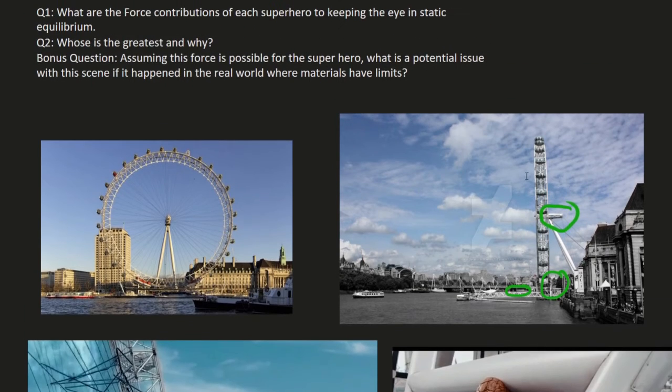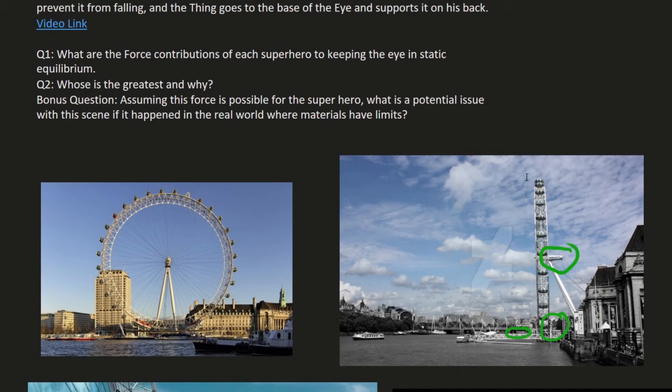My question to you is, what are the force contributions of each superhero to keeping the eye in static equilibrium? Whose is the greatest and why? And then assuming this greatest force is possible for the superhero, what is a potential issue with this scene if it happened in the real world where materials have limits?